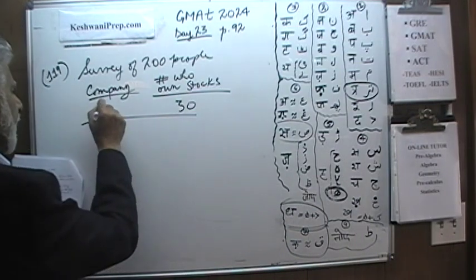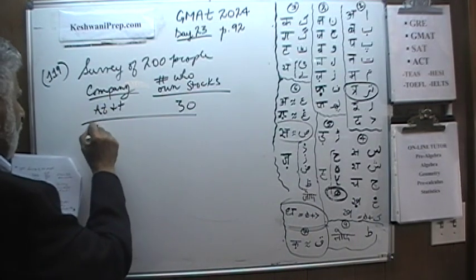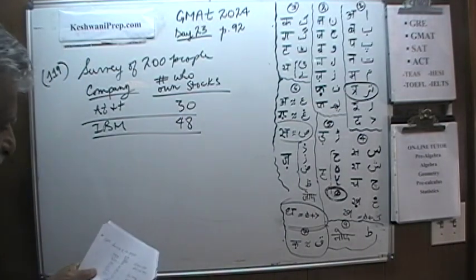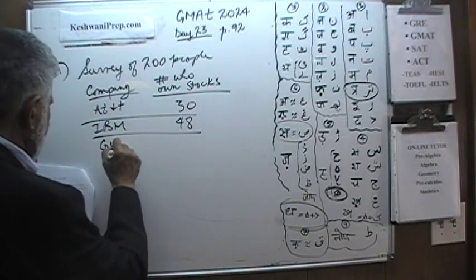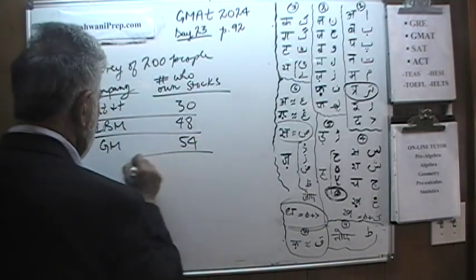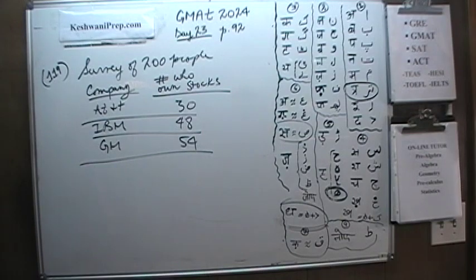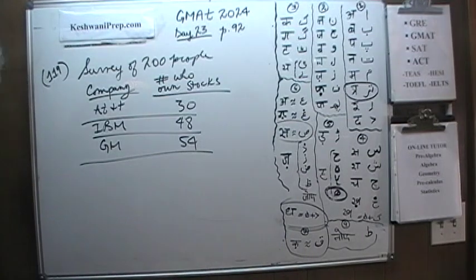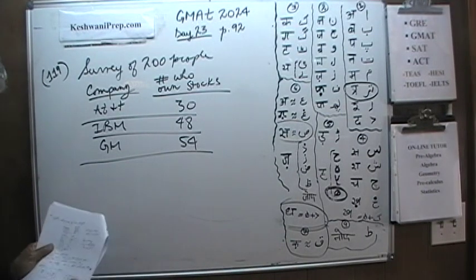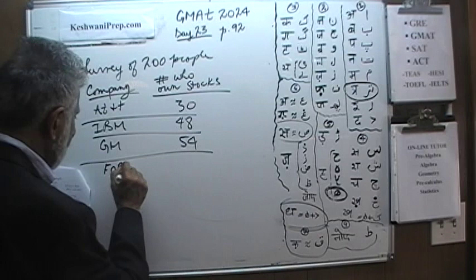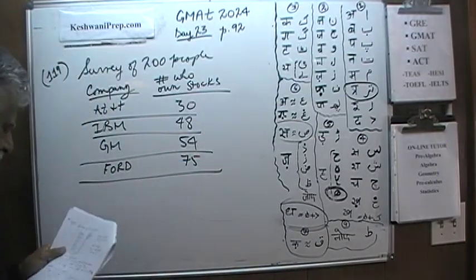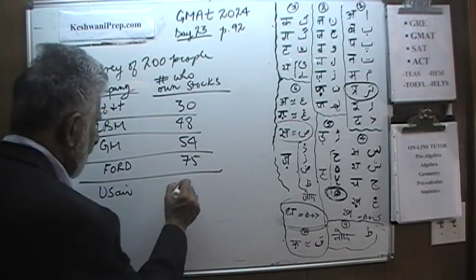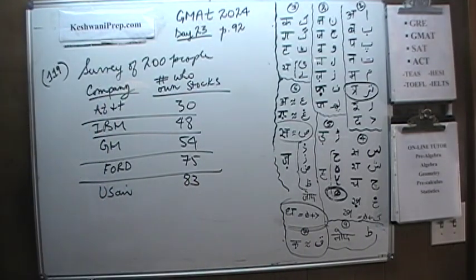30 people told us they own stock in AT&T. 48 people told us that they own stock in IBM. And for those of you who do not know what GM stands for, GM is a company that makes cars in the US, General Motors. And 54 people own stocks in General Motors. 75 people own stock in Ford, another motor company. And finally, US Air, 83 people told us they own stock in the US Air.